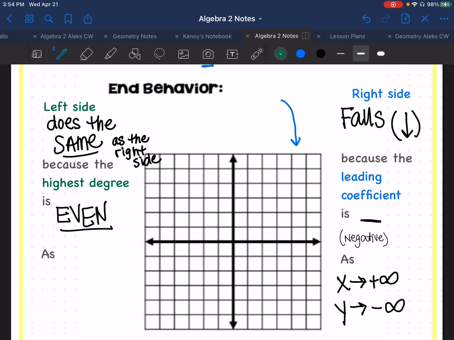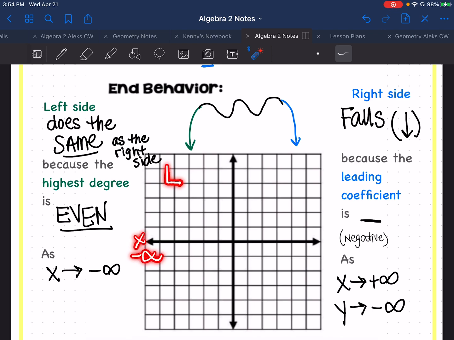So my right side is falling. Guess what? So is my left. And I'm going to have some kind of twists and turns in here because that's what a polynomial does. What's happening over here is as x approaches negative infinity, take a look. Here's your x, and we're on the left side of the graph. This is negative infinity. Y is also going to negative infinity.